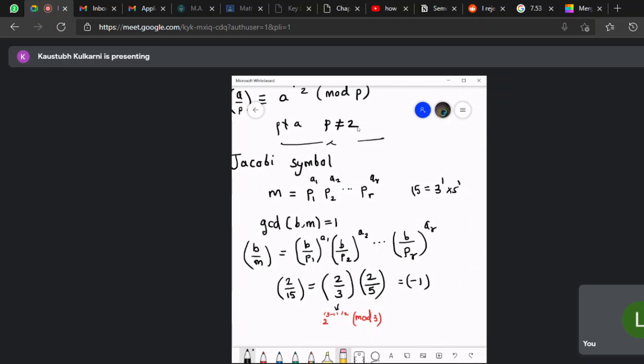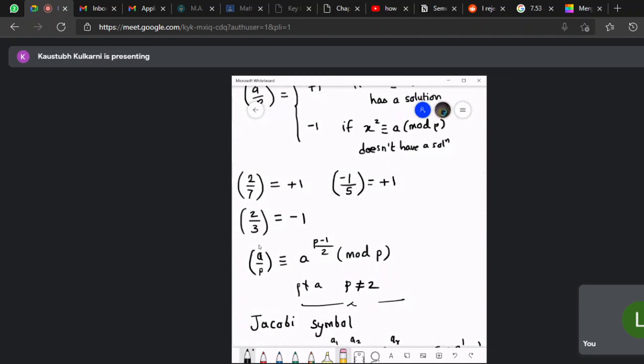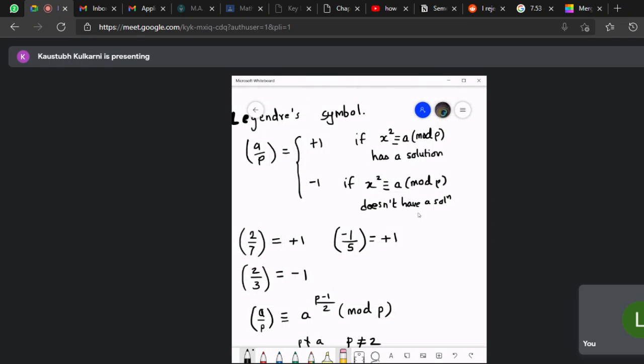How did we do that? Why is 2 upon 3 equal to minus 1? Apart from this definition, it was because there is no such x square, no such square term, which is congruent to 2 mod 3. Because it is mod 3, we consider x equal to 0, 1, 2. 0 square mod 3 is 0, 1 square mod 3 is 1, 2 square mod 3 is also 1. Similarly, in the case of 2 mod 5, this we had also done in the previous lecture.